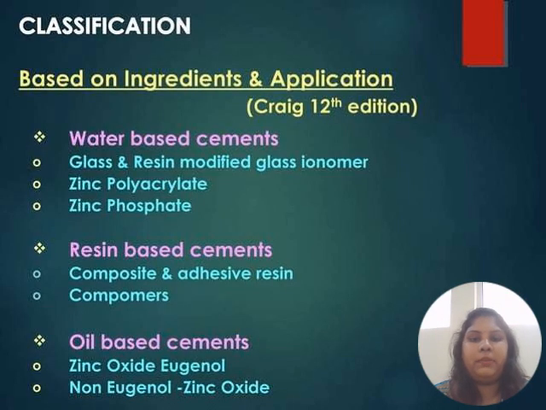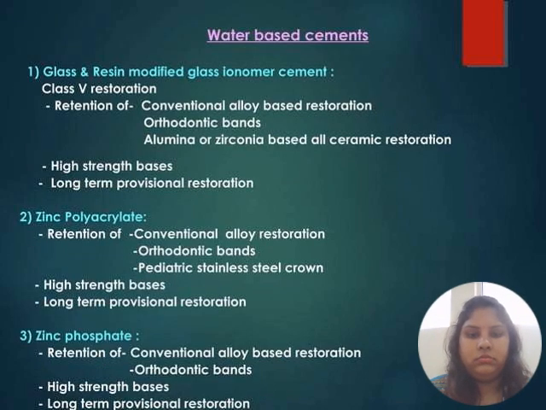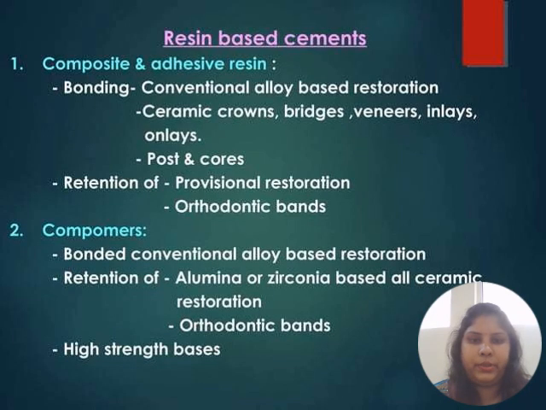So classification based on ingredients and application: you have water-based cements, resin-based cements and oil-based cements. In water-based cements, you have GIC, zinc polyacrylate and zinc phosphate. In resin-based cements, you have composite and adhesive resins and compomers. In oil-based cements, you have zinc oxide eugenol and non-eugenol zinc oxide. In water-based cements: glass and resin-modified glass ionomer, zinc polyacrylate and zinc phosphate.